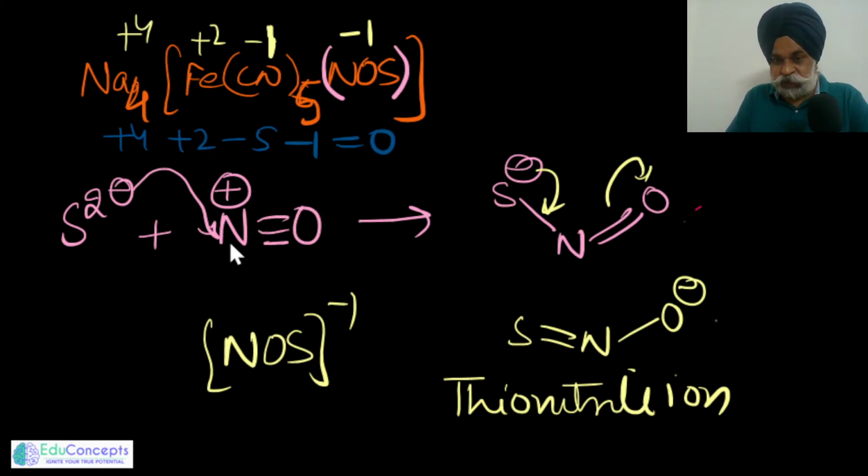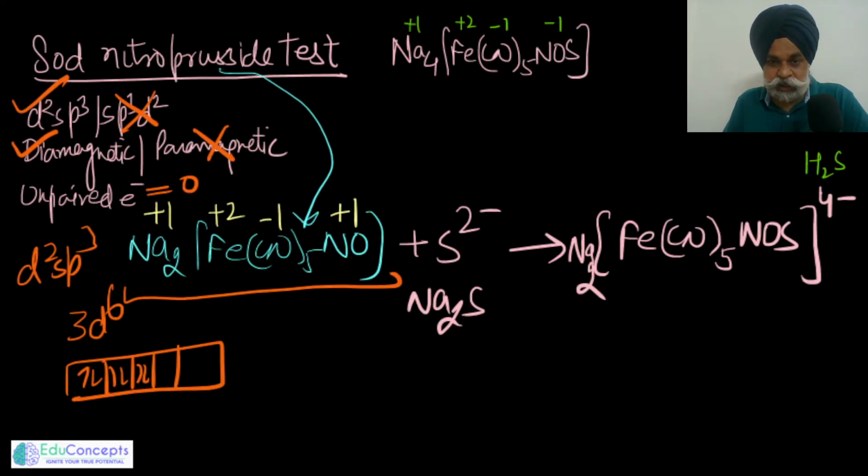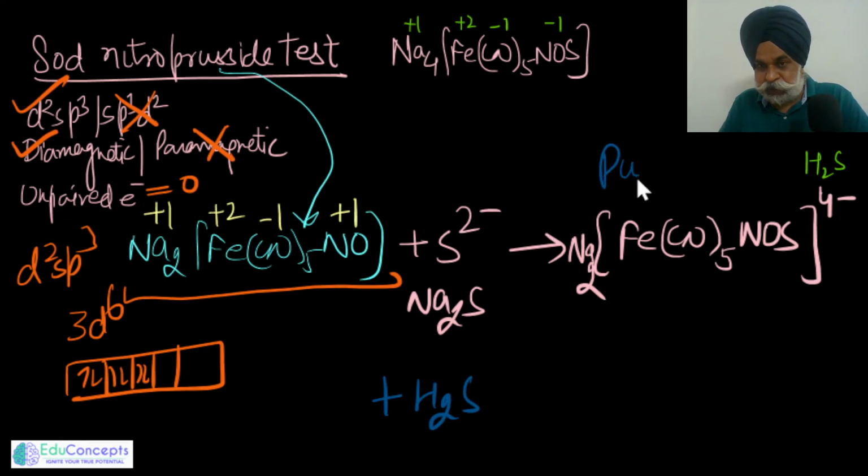So always keep in mind that it is thionitrite ion in this particular species. And one more thing you can add to your knowledge bank: let me write it for you once again. If I treat this with H2S, does it give any sort of color? Is that intense purple or intense red color achieved in this case? No.